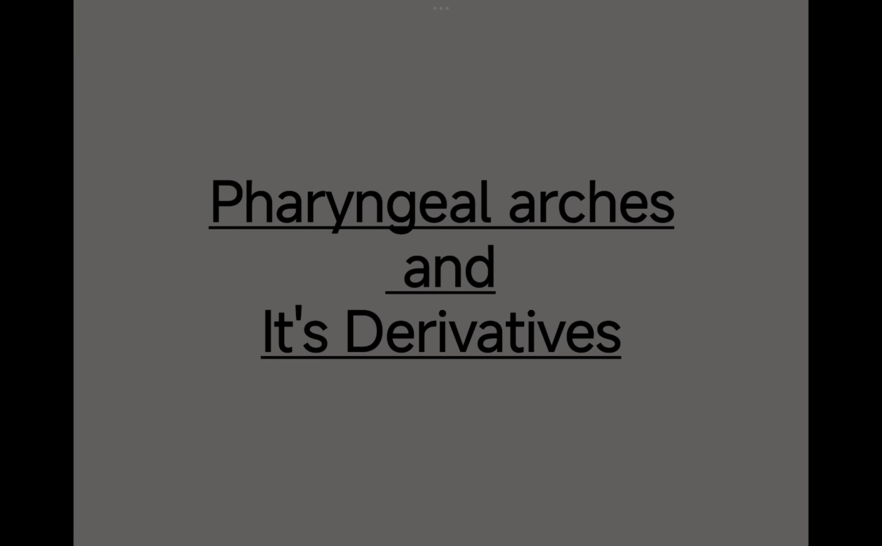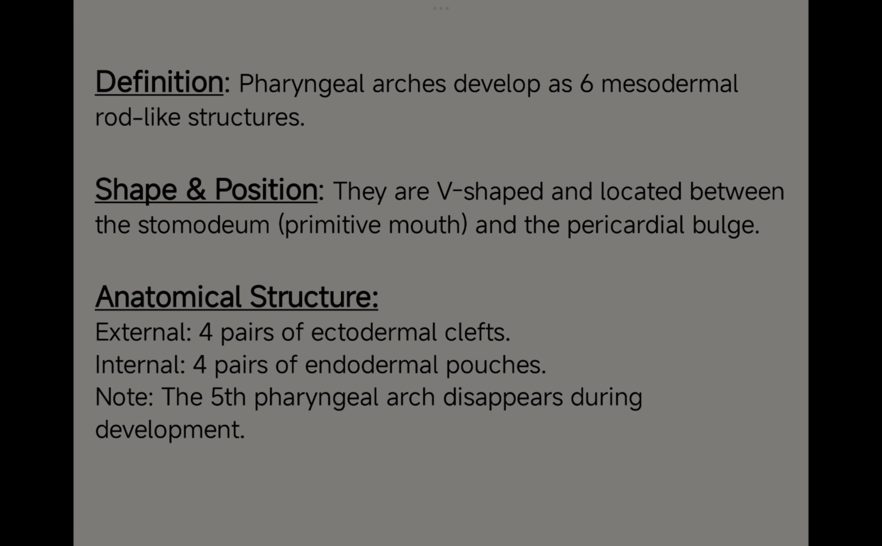Today we will talk about pharyngeal arches and its derivatives. We will start with the definition. Pharyngeal arches develop as six mesodermal rod-like structures. They are V-shaped and located between the stomodium and the pericardial bulge.